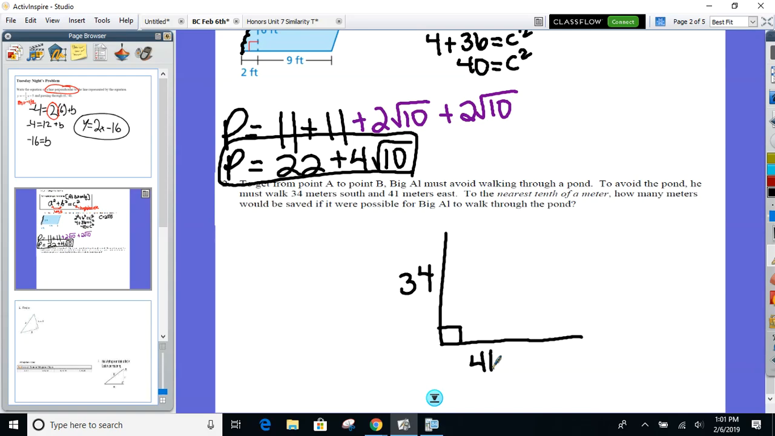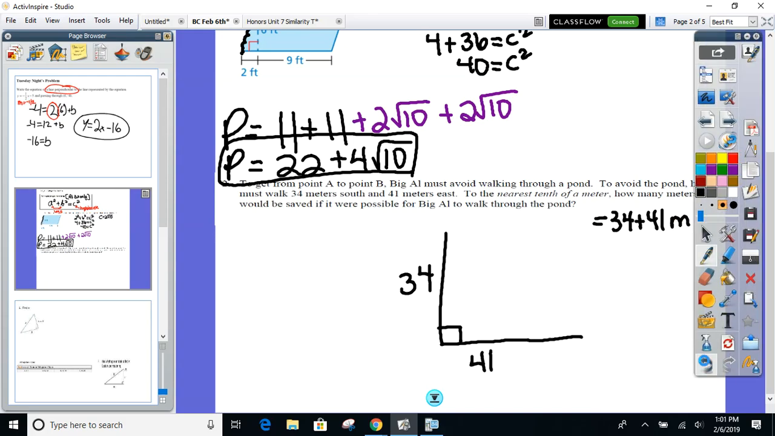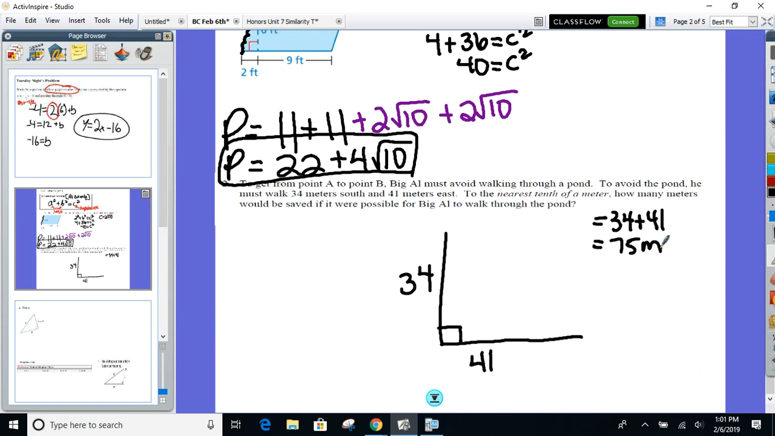To the nearest tenth of a meter, how many meters would he have saved if he could just walk on that water? Well, how many did he walk already? By avoiding the water. He's already walked 75 meters by avoiding it. All right, well, what if he could have walked across it? Well, let's find out.